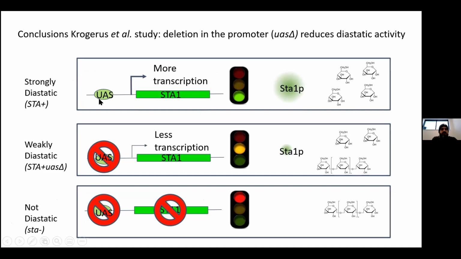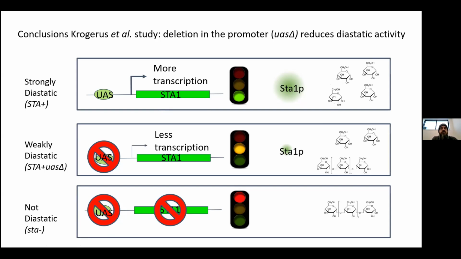So strongly diastatic yeasts have this upstream activation sequence, which is what UAS stands for. And so they make a ton of this enzyme, and they can break down all the starches present. So these are highly diastatic yeasts. Weakly diastatic yeasts have this broken version of this upstream activation sequence. They make less of the enzyme, and they're not quite as superattenuative as the other yeast. And of course, a non-diastatic yeast does not have STA1. Doesn't matter what their promoter is because they don't have STA1. You don't get breakdown of starches and dextrins.